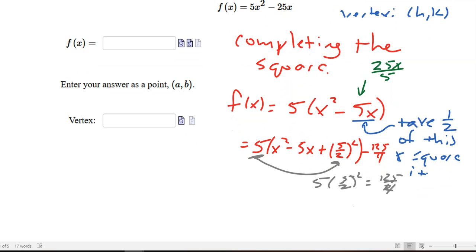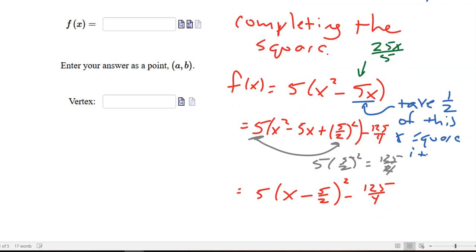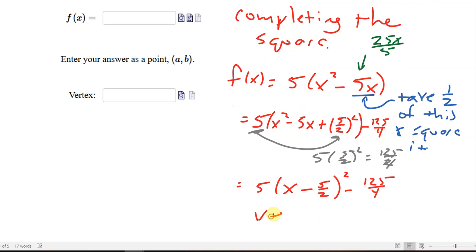Now, the reason for doing this is that it will factor, because we just made a perfect square trinomial, and it's going to be x minus whatever number you put in the little parentheses there. So in this case, it's 5/2 squared minus 125 over 4. Now, because I have it written in vertex form, I know the vertex is at 5/2 and 125 over 4. I think that's the easy way to do it, because you only have to make one little computation to stick the numbers in there.